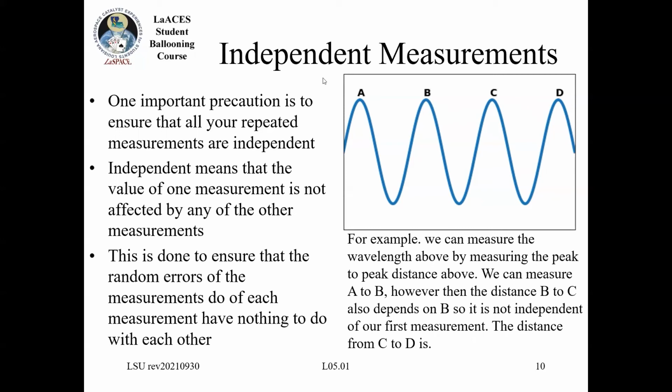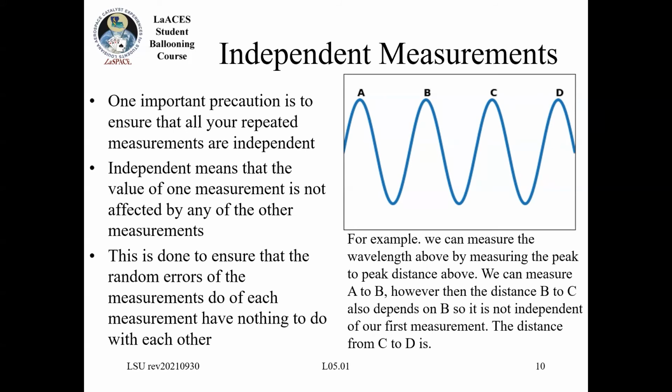So a quick example of this is if you look at this dummy graph, say I want to measure the wavelength of these waves here. I've got these peaks at A, B, C, D, and E. I can make one measurement of the wavelength by measuring from peak A to peak B. But if I try to make a second measurement from peak B to C, both of those measurements depended on what B was. So A to B and B to C are not independent measurements.